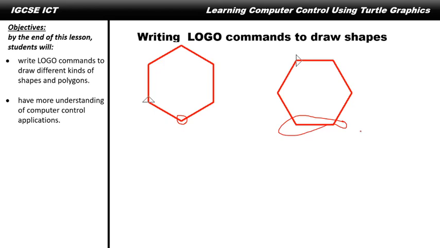Now the command to draw this will not be the same. All right, take note of that. The command to draw this will not be the same. So that is why it is very important that you look at the direction where the turtle is facing and the shape before you write the command. Otherwise, you will write the wrong command.